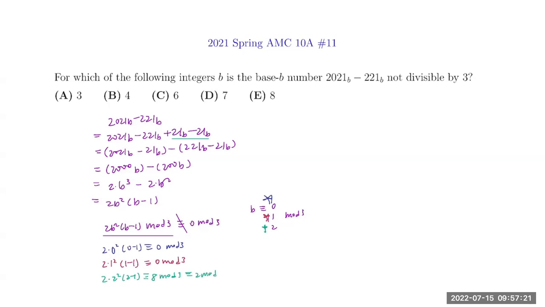3. So we know that all numbers b that are congruent to 2 mod 3 would lead us to have this expression not divisible by 3. So which of our answer choices is congruent to 2 mod 3? Well, 3 is congruent to 0 mod 3, then 1 mod 3, 0 mod 3, 1 mod 3, and ultimately 8 is congruent to 2 mod 3. So our answer is answer choice E.